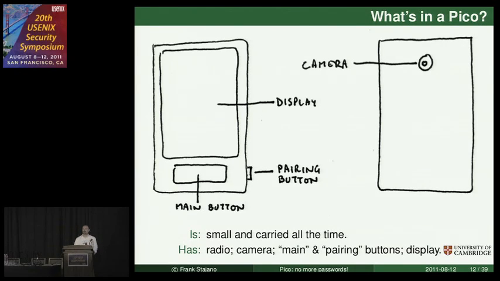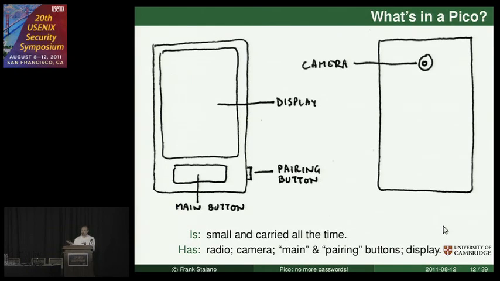I'm not sure how you get to the stage where you persuade people to carry something like Pico, but there are a very small number of gadgets that have persuaded people that they should carry them. And hopefully Pico would have to be something like that in order to work. It has a radio communication facility, it has a camera, it has a main button and a pairing button. I'll describe what they do, and it has a display.